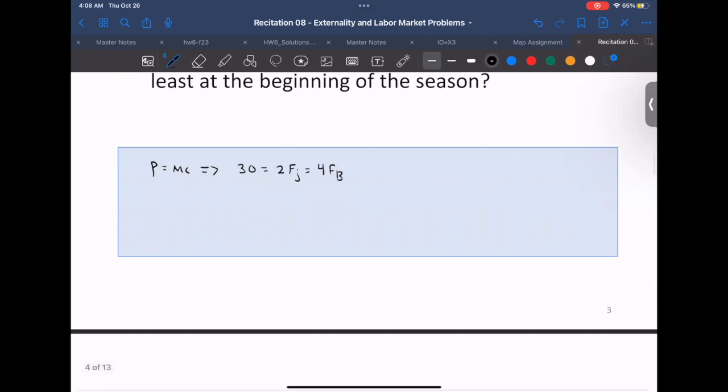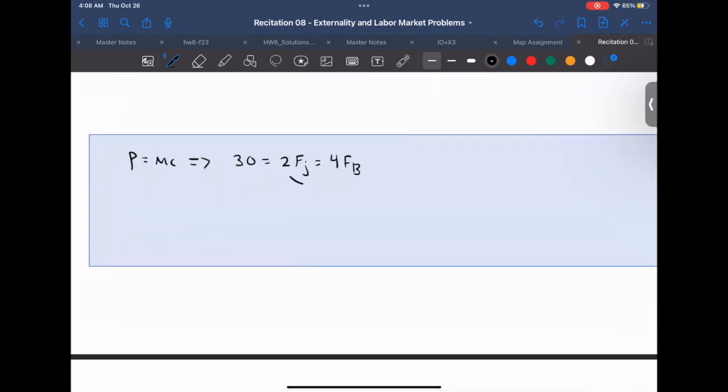So here we don't have to use this condition as we did before. Instead, we could just do it individually. So 30 is equal to 2FJ. That'd be 15 is equal to FJ, such that Jerry catches 15 pounds of fish.